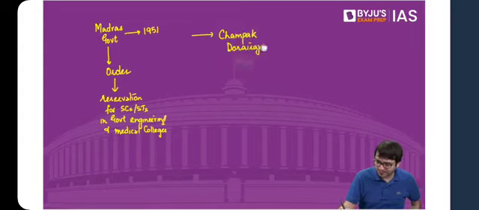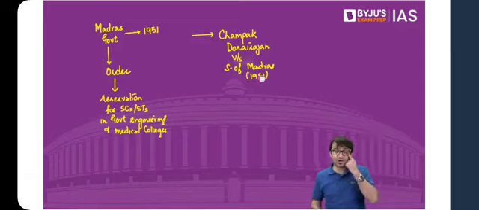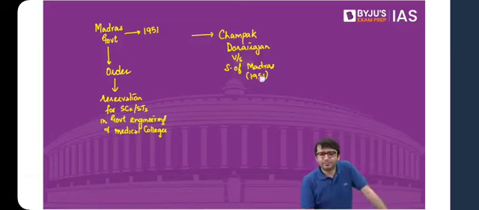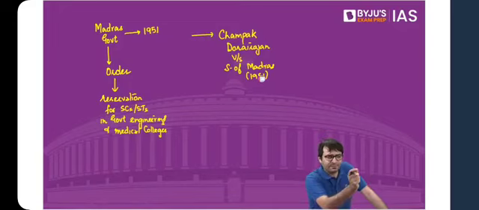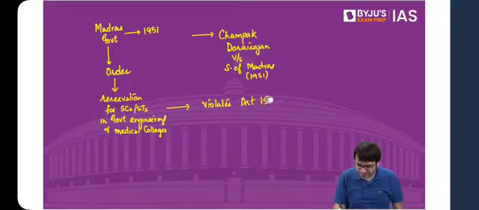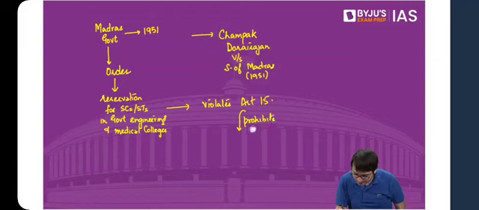Champak Dorai Rajan versus State of Madras. The petitioner Champak Dorai Rajan said, my lord, I have an issue. What is the issue? Sir, my fundamental rights have been violated. How? Madras government says there will be reservation of seats in government engineering and medical colleges for SCs and STs. So, sir, it violates Article 15. How? Because Article 15 prohibits discrimination on the grounds of caste.